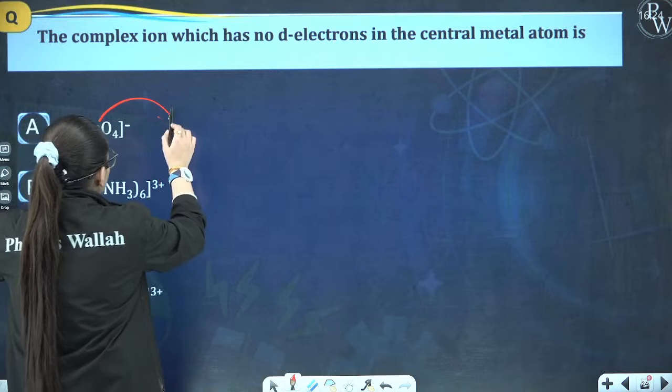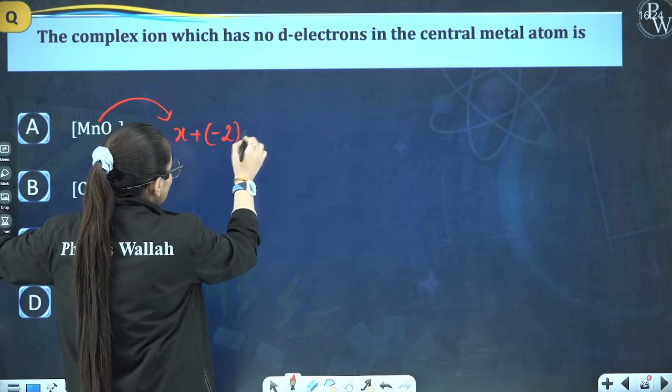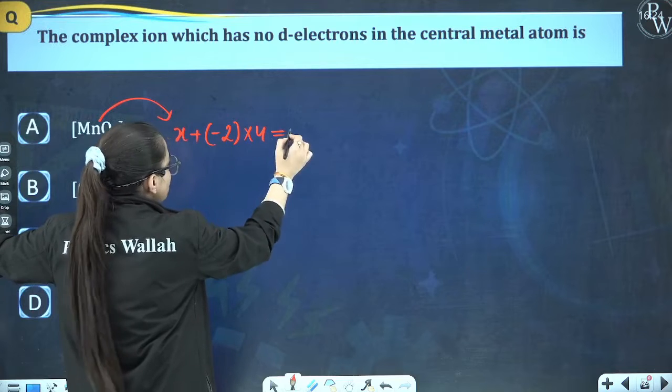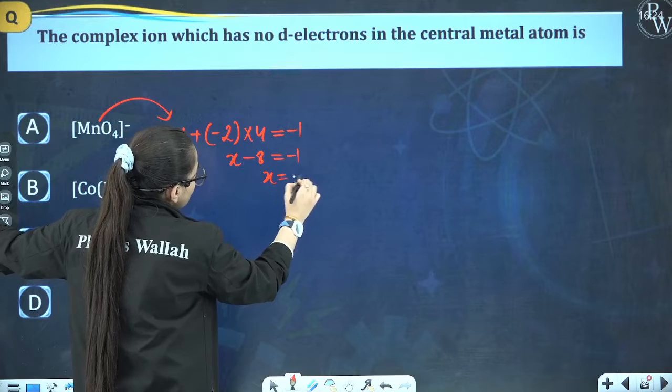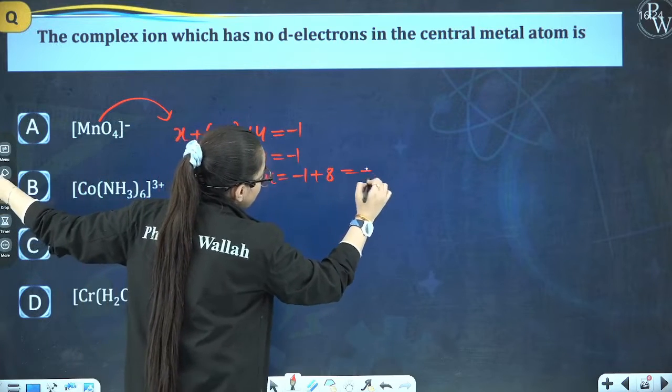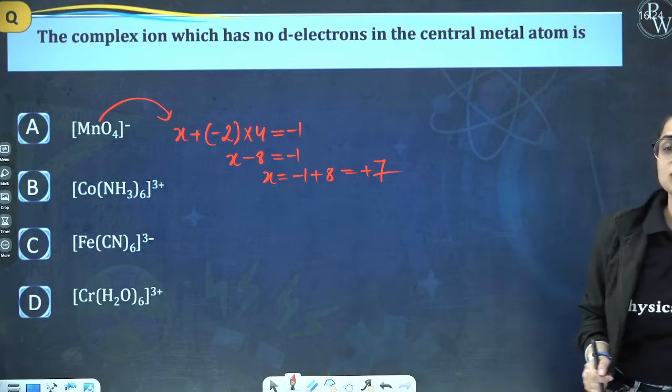First of all, if I talk about Mn, it will be x. For oxygen we know it is a -2 charge. How many oxygen? 4. And what is the overall charge? -1. So it shall be x minus 8 is equal to -1. x is equal to -1 plus 8. That means x comes out to be plus 7 over here. So the oxidation state of Mn comes out to be plus 7.